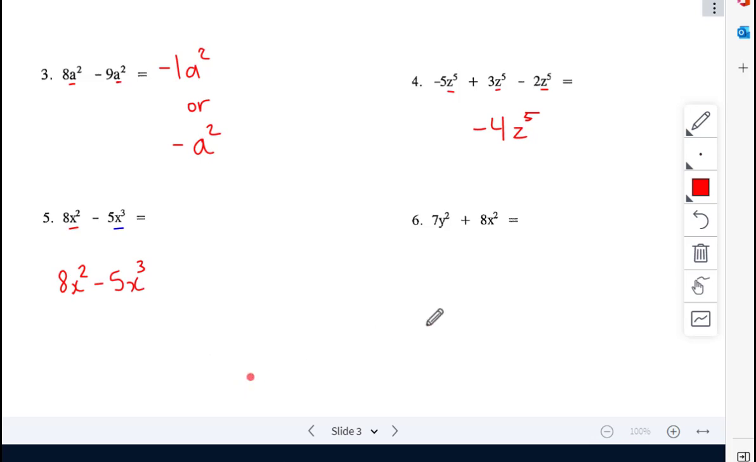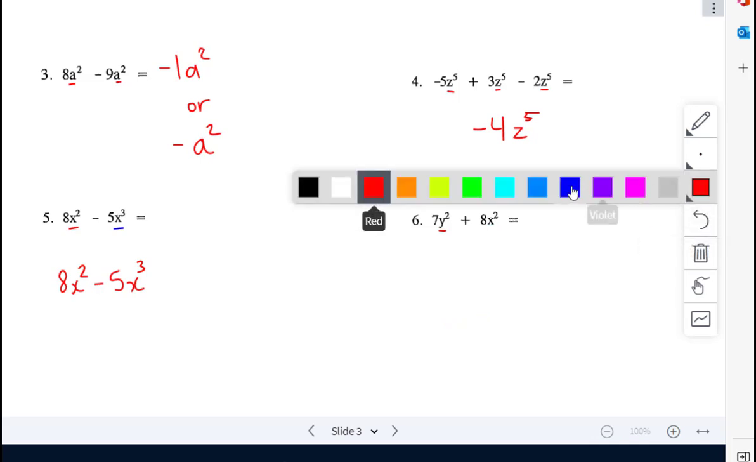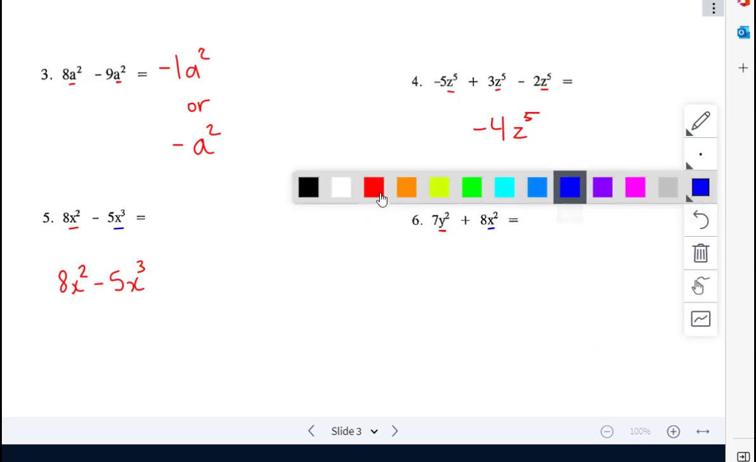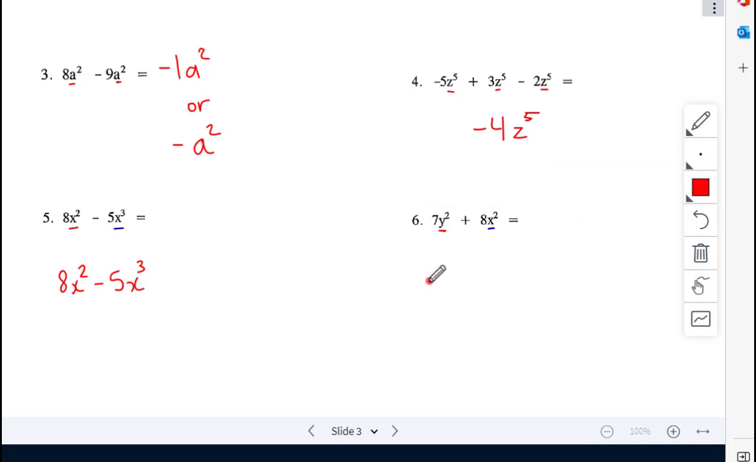Let's look at our next example here. We have a y squared and we have an x squared. Again, the literal coefficients are different, so we cannot do anything here as well. I'll just show that in a different color. This is a y squared and an x squared, so we cannot collect like terms there. This would stay the same as well, just 7y squared plus 8x squared.